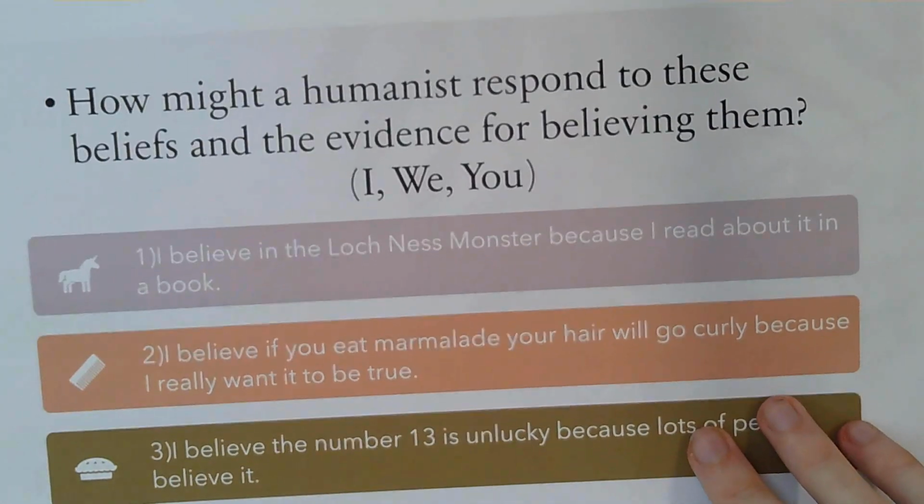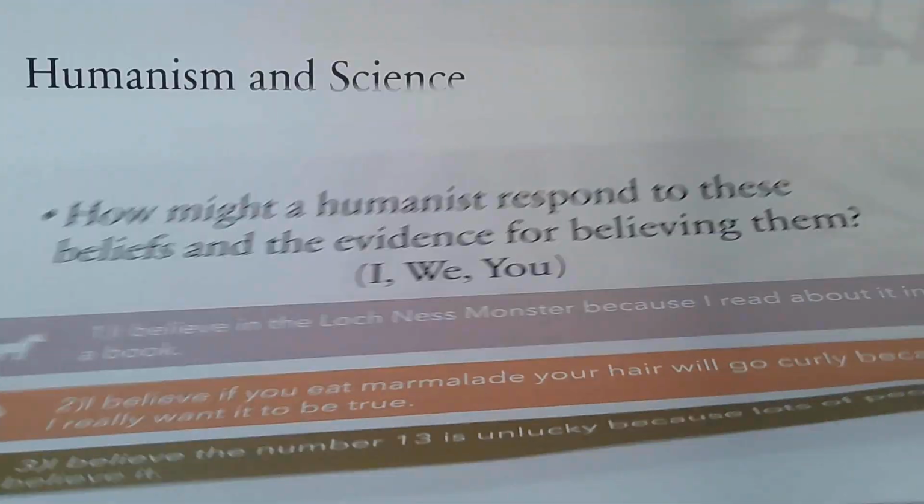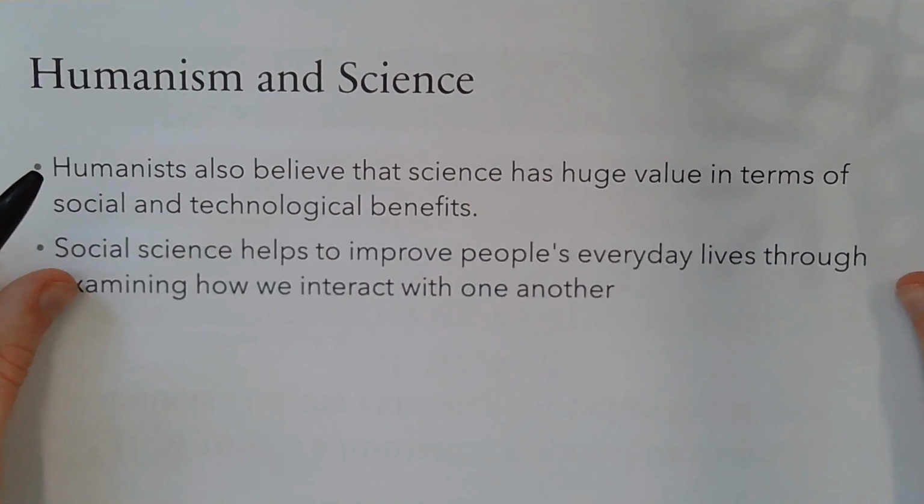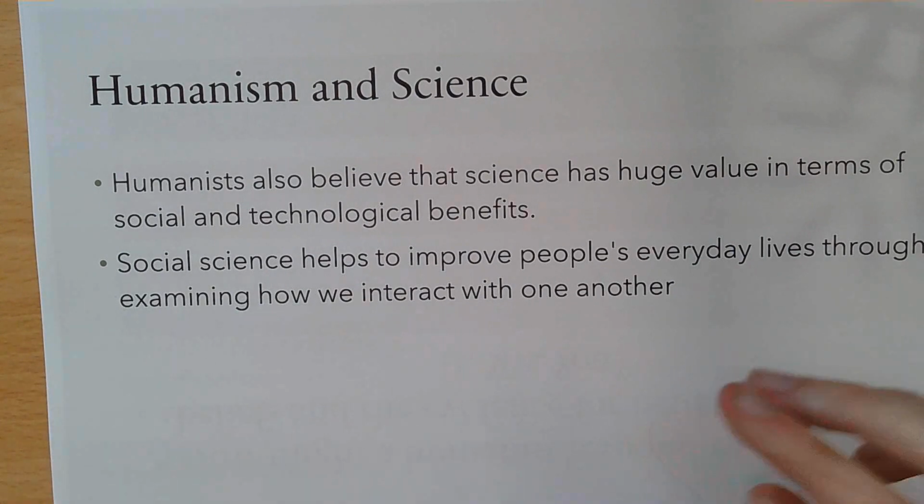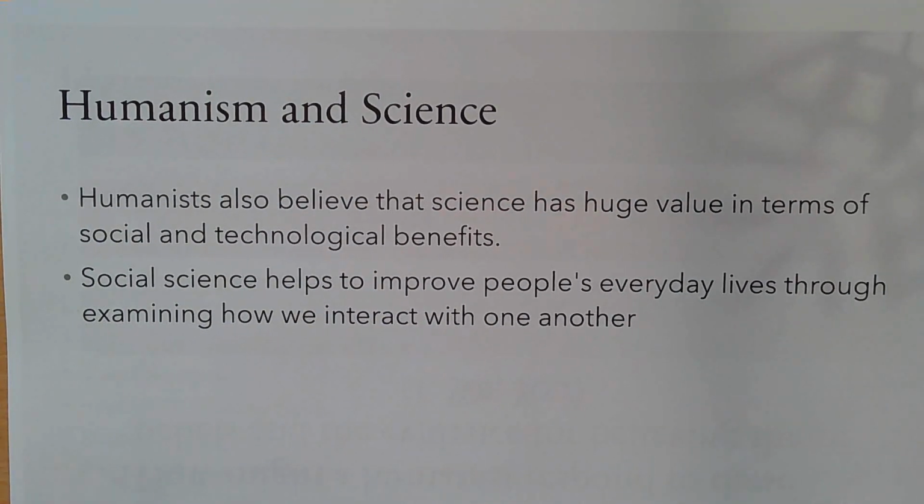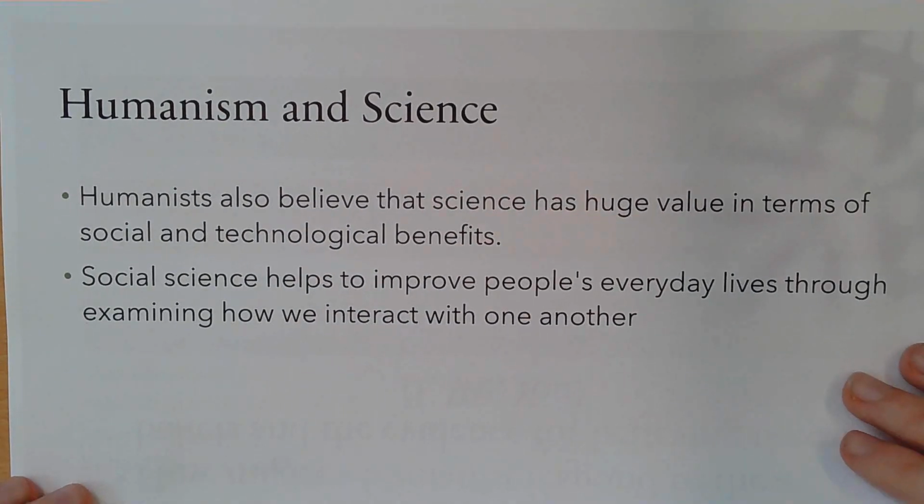Okay, so we've looked at how humanists would respond to different statements, and in a moment I'm going to set you up with your last task. Quickly, we're just going to look once more at how science relates to humanism and the other benefits it has, or that they believe it has in life. So humanists also believe that science has huge value in terms of social and technological benefits. Social science helps to improve people's everyday lives through examining how we interact with one another. So science and social science offers opportunities for scientists to look at how people interact with one another and how we can improve that for everyone's daily life to be improved.